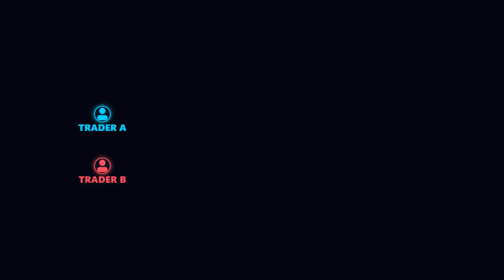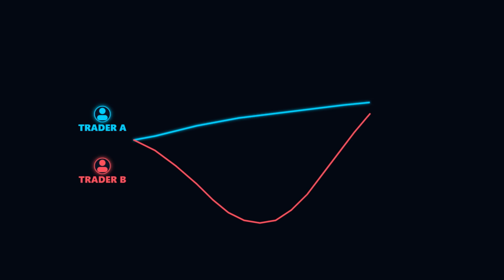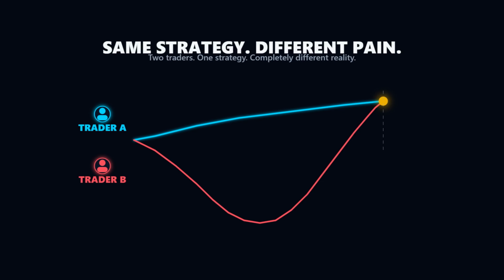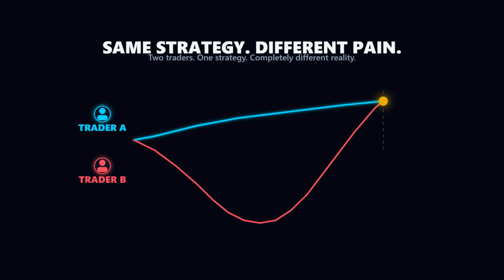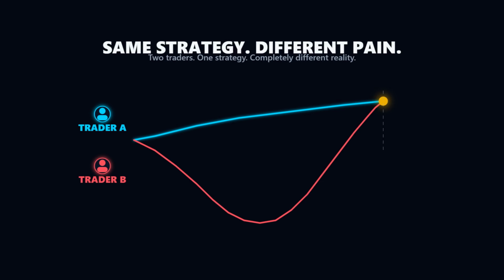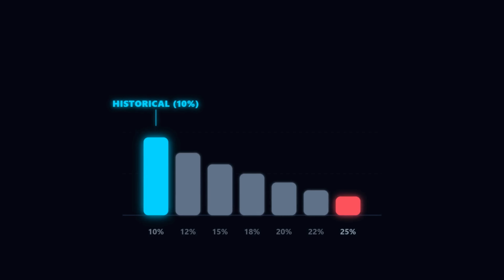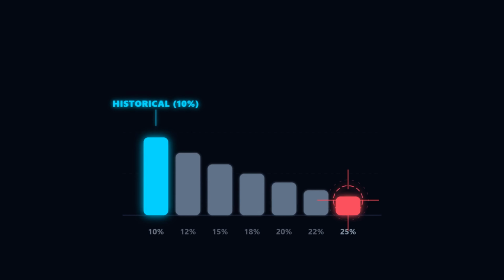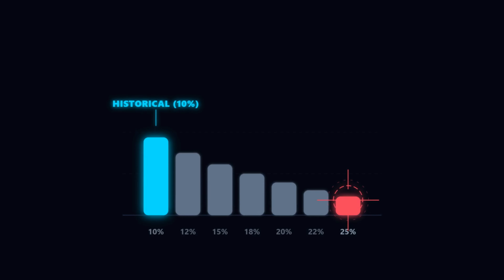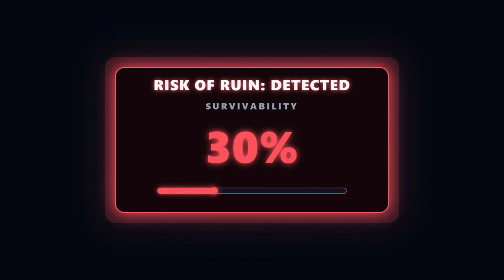Two traders can use the exact same strategy and get completely different experiences depending on the order of their trades. One person might have a smooth equity curve, another person might experience a massive drawdown before eventually reaching the same result. And this is where concepts like drawdown distribution become important. Instead of only looking at your historical maximum drawdown, Monte Carlo shows you a range of possible drawdowns. Maybe your backtest shows a 10% drawdown. But after thousands of simulations, you discover that 20% or 25% drawdowns are completely possible. That changes how you think about risk. It changes your position sizing.